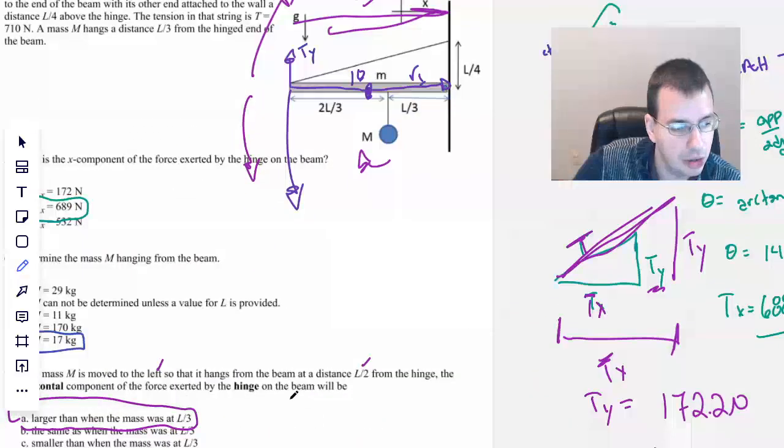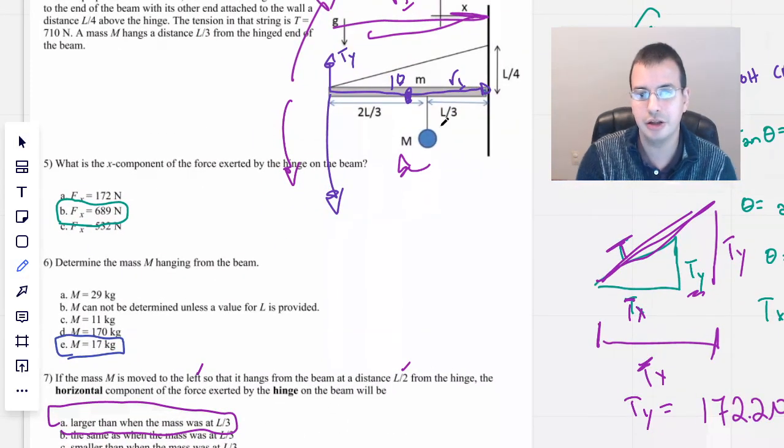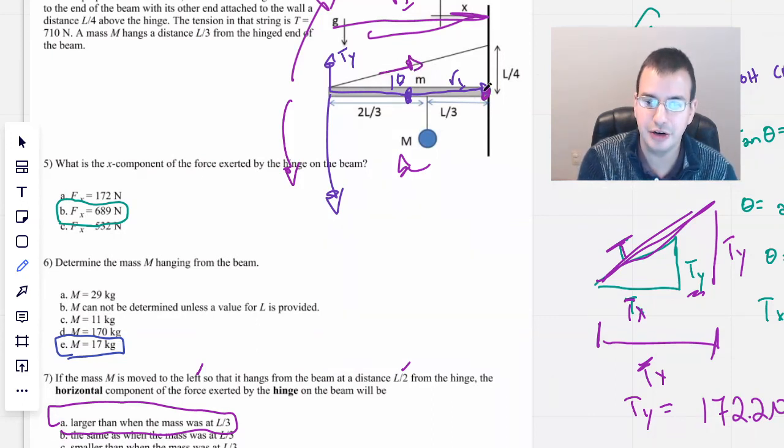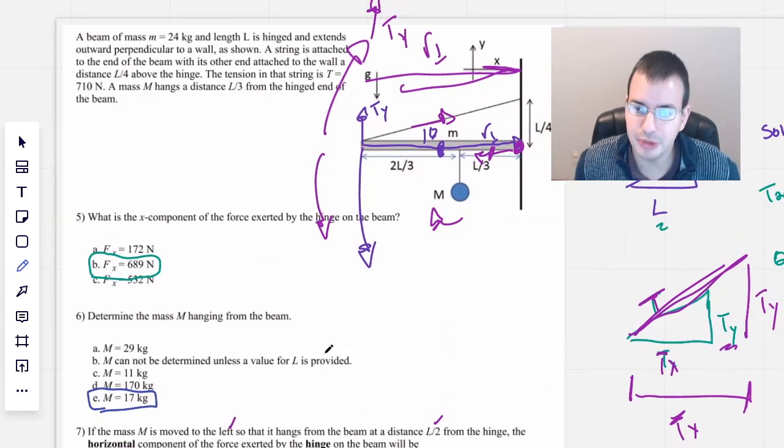And that's why we're going to have a larger x component of tension pulling this way, which means the reactionary force, the normal force from the hinge going to the left, will also have to get bigger. Whew, that's a long, convoluted train of thought. So that's how this problem is approached.